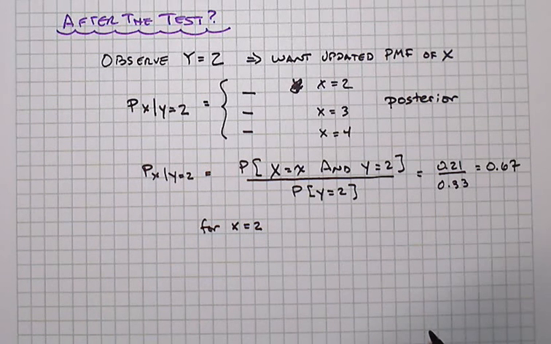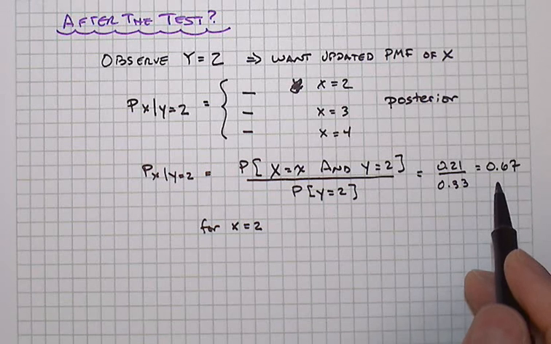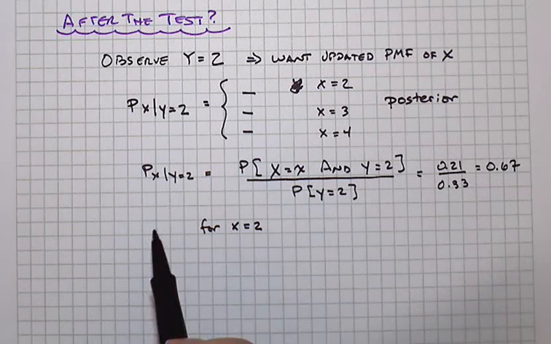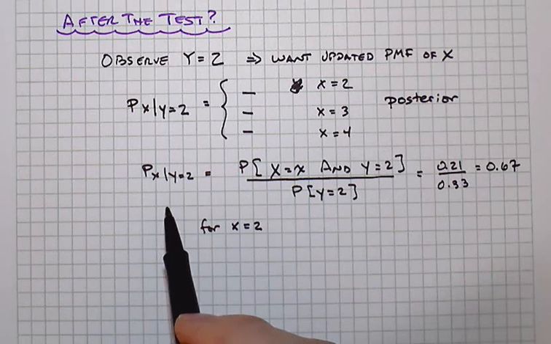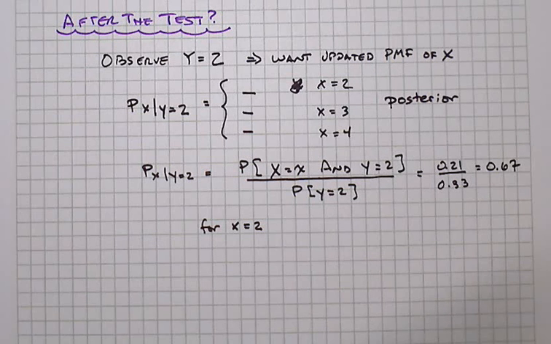Right, and so now we have an updated value for the PMF of x given what we just observed, which is more typically what we have in practice, right? We have some theory ahead of time, some prior knowledge, but now we've gone and observed a test result, and we want to know, well, how likely was that?